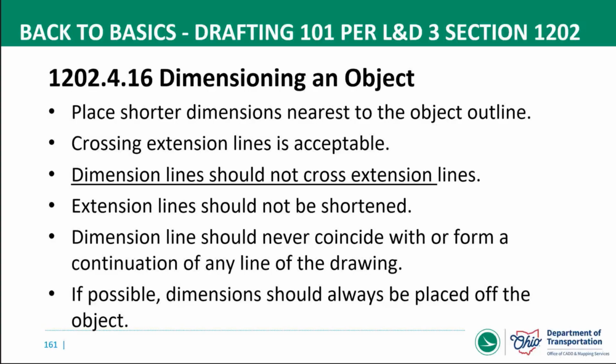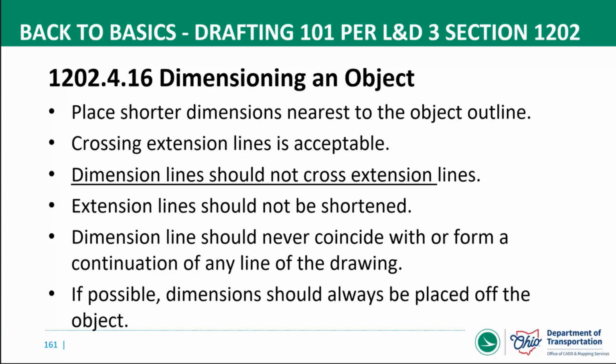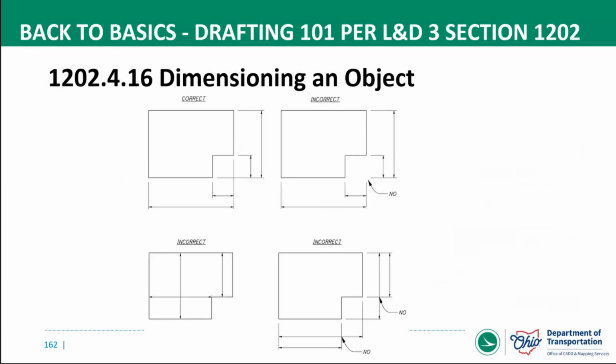Dimension lines should never coincide or form a continuation of any line of the drawing. And then if possible, they should always be placed off of the object. So the correct example was the upper left here. We're looking at the dimensions at the lower right of the shape, where the extension lines cross each other. The shorter dimensions are on the inside, where the longer dimension is on the outside. And there's a nice gap between the object line and where the extension line begins.